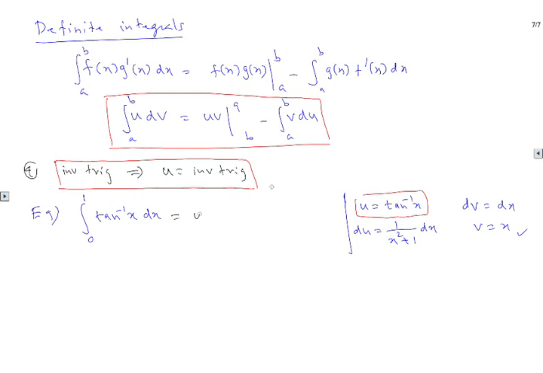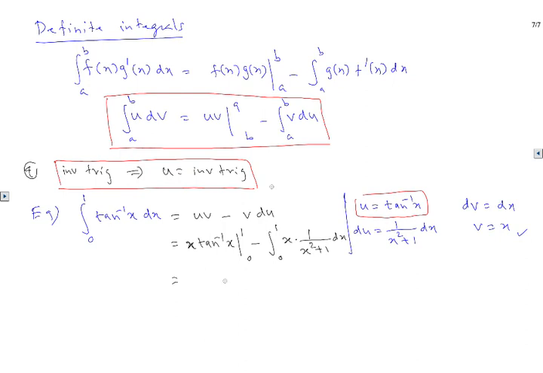So it is uv minus the integral of v du. So uv, what is uv? x tan inverse x. So you're going to plug in 1 and 0. Remember, these values are now all radians. And then minus the integral from 0 to 1, for the same limits, of v du. v means x, du means 1 over x squared plus 1 dx.